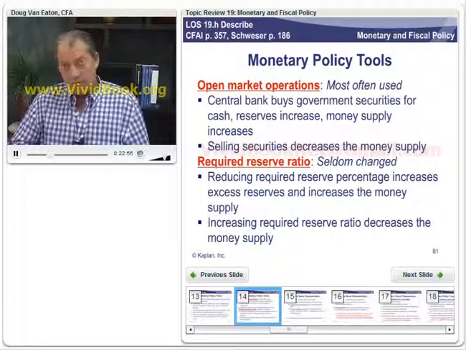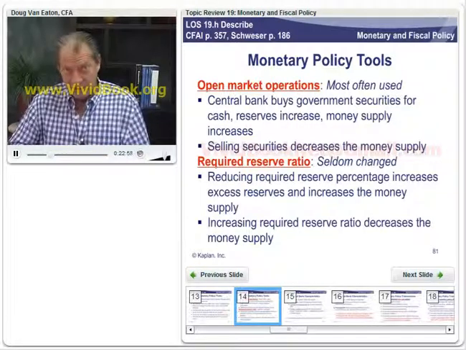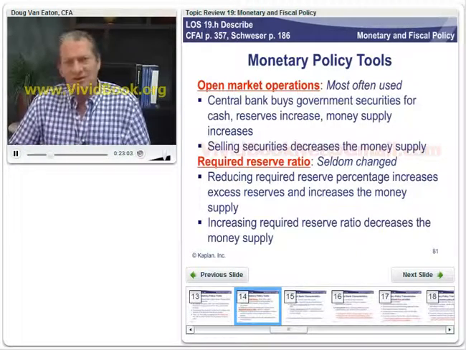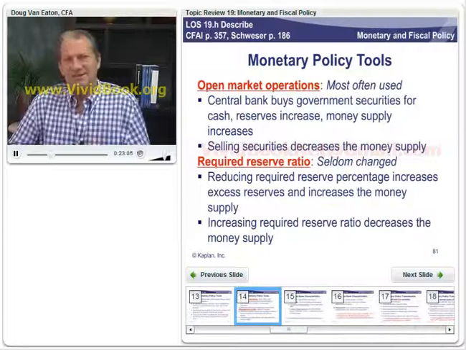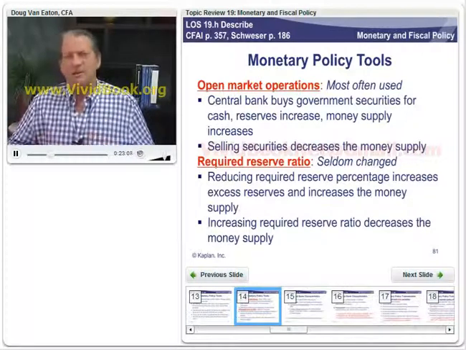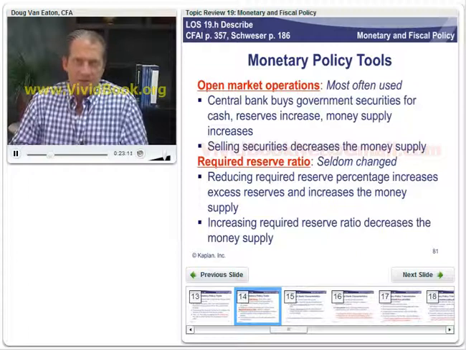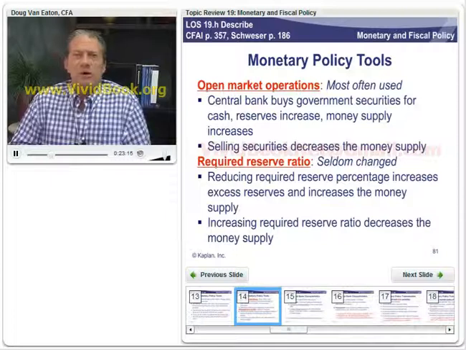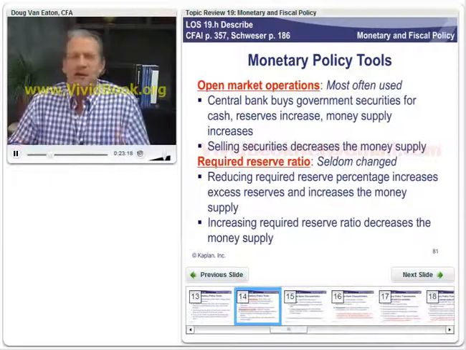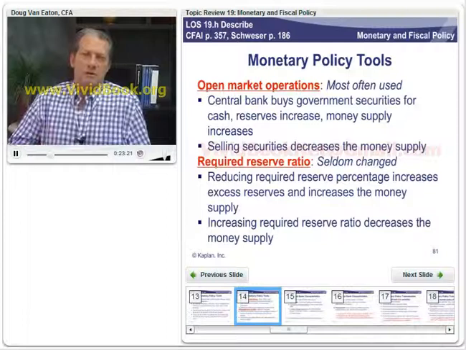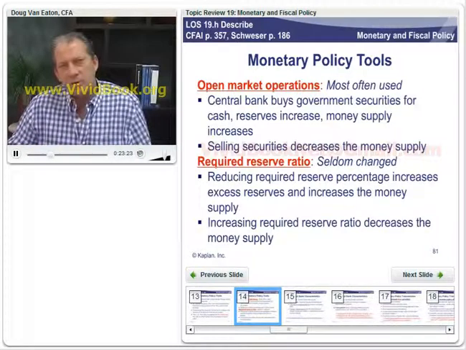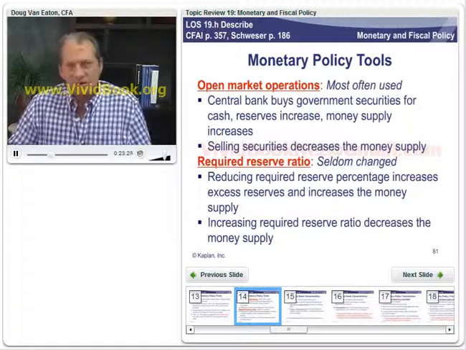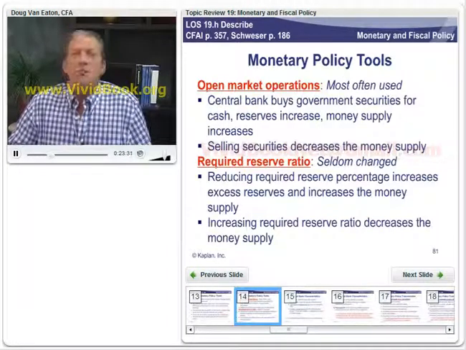The other way around, the central bank wants to decrease the money supply through open market operations. Then they sell securities, and this takes money out of the system, puts it back at the Fed, and shrinks the money supply. The third tool that they can use is the required reserve ratio. Remember, our potential deposit expansion multiplier was 1 over that reserve requirement. In our example, 1 over 0.2 for a 5 as our potential deposit expansion multiplier. So banks can change that.